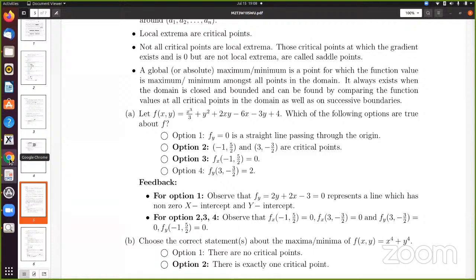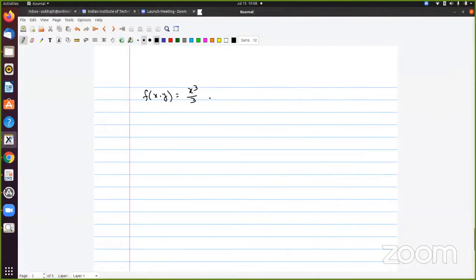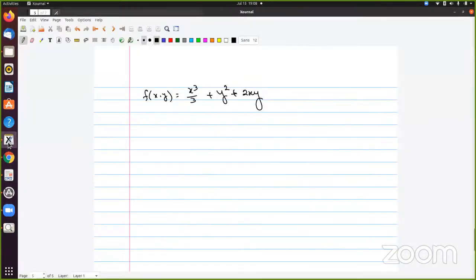x square plus 2xy, then minus 6x minus 3y plus 4. So what should be my fx? Can someone tell me what should be my fx?